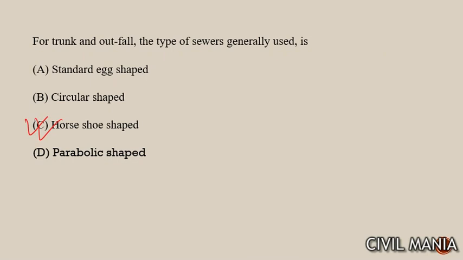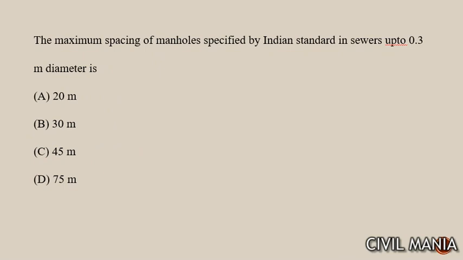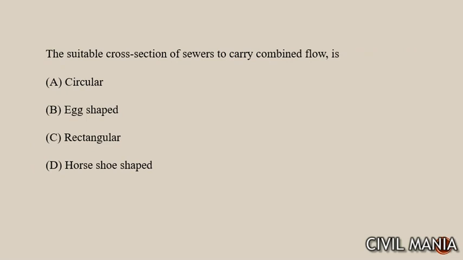Next question है, the maximum spacing of manhole specified by Indian standard in sewer up to 0.3 meter in diameter. The maximum spacing will be how much will be the maximum spacing? 45 meter. The suitable cross section of sewers to carry combined flow. Yes, for the combined flow the sewer present will be egg shaped sewer, लेकिन बहुत बुक्सों में confusion मिलेगा कि combined में circular दिया जाएगा, लेकिन circular is for separate.